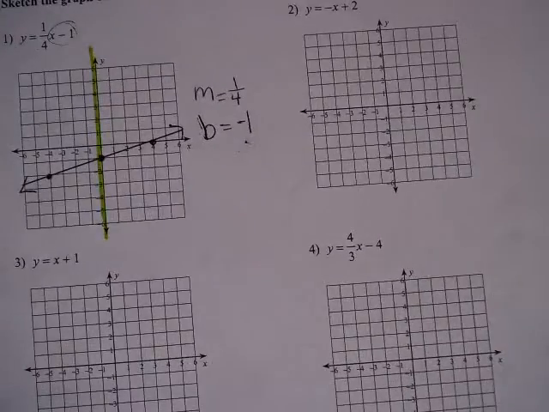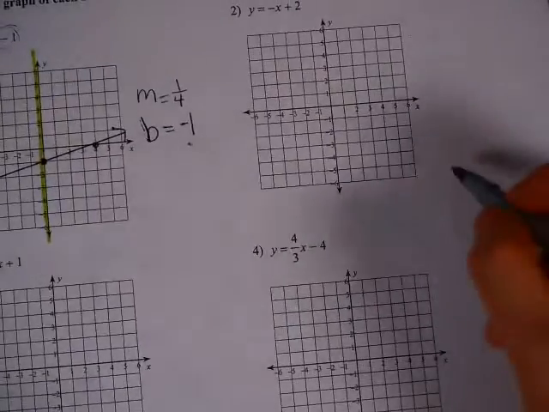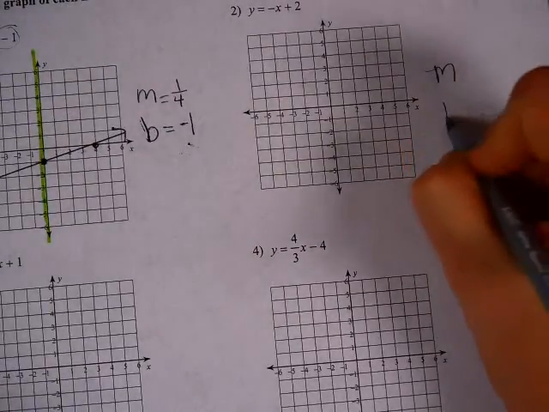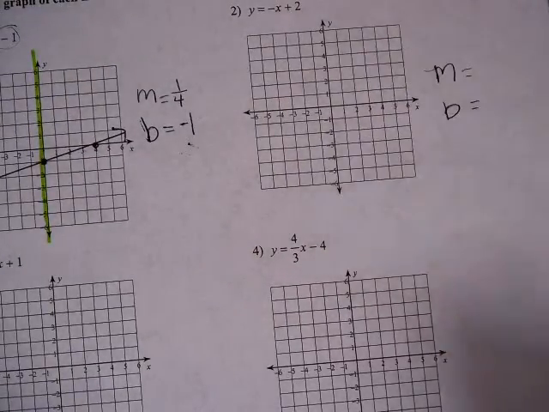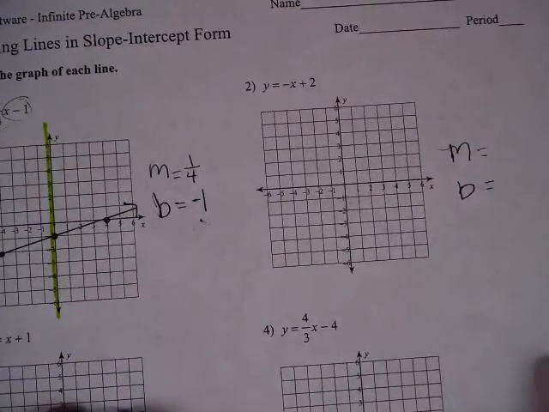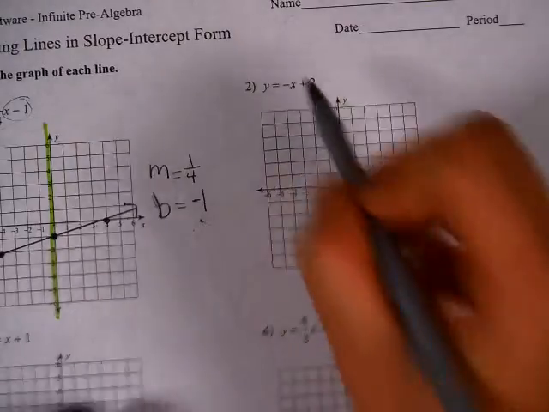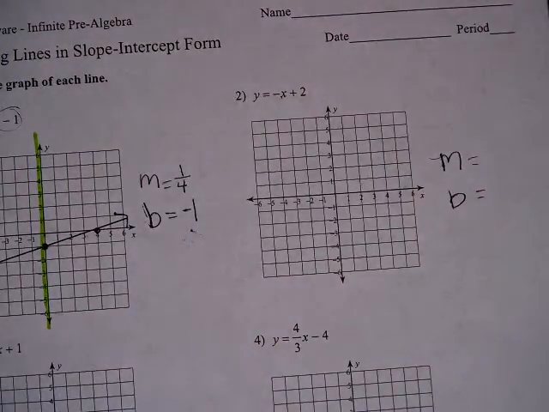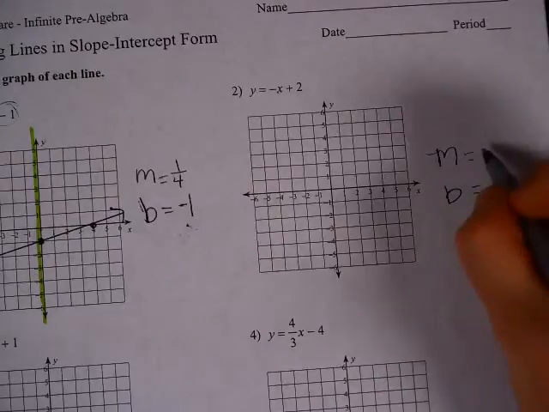Now, I'm going to help you with this second one because this one's going to trick you. Okay? I want to see the M and the B. This is part of your grade. Okay? So, the M is the one right by the X. But wait, you say, Miss O'Neill, there is nothing in front of the X but some negative. Well, if there's an X there, remember it's 1. Okay? And it's a -1.